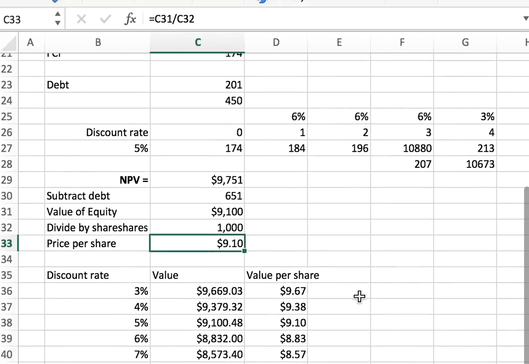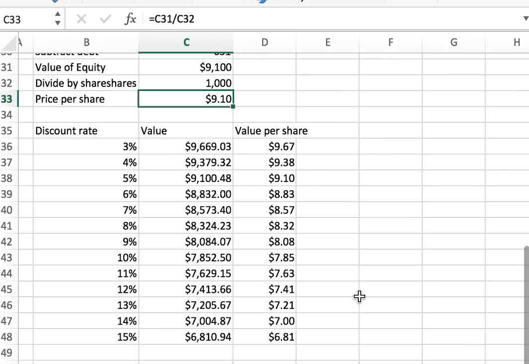Now the price per share being $9.10 on this company means that if the price per share in the market were, say, $3, you would go, oh, I think it's worth 9. The market thinks it's worth 3. I might want to buy. Or if the market says it's worth 20 and you think it's worth 9, well, maybe you want to either sell or short the stock or get out of the stock or just not buy it. Whatever it is, it's negative. So that would be one way to look at it.